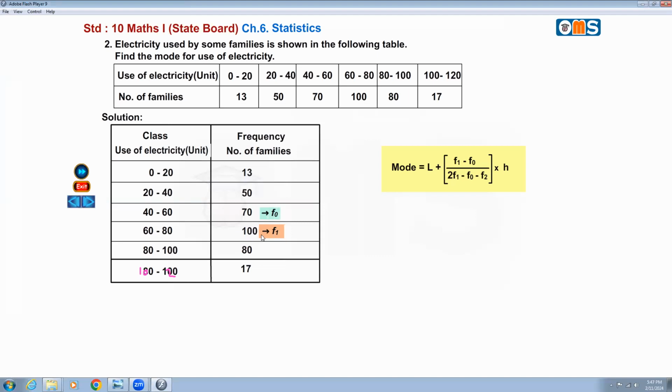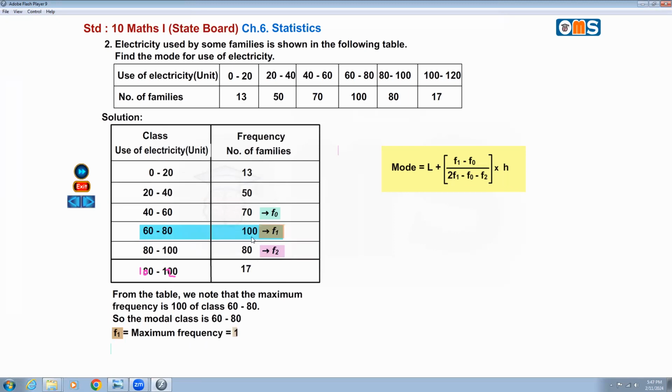Maximum frequency, that is 100, that is F1. The one above it is called the preceding frequency, that is 70, that is F0, and the succeeding frequency, that is 80, that is F2. Got it? Right? From the table we note that the maximum frequency is 100, that is F1, having class 60 to 80, that is called the modal class.